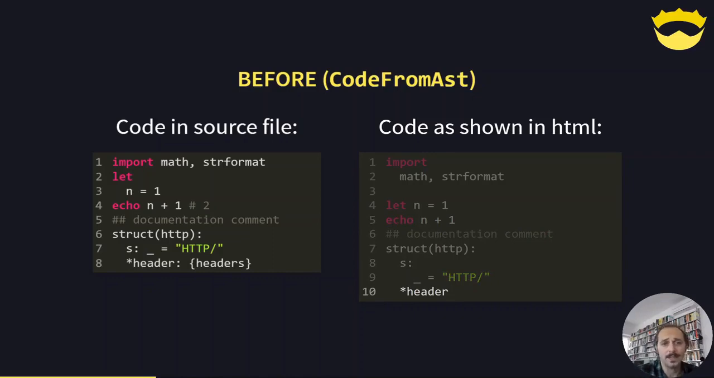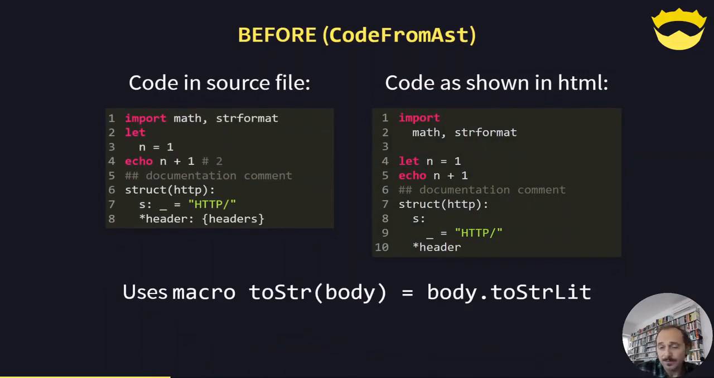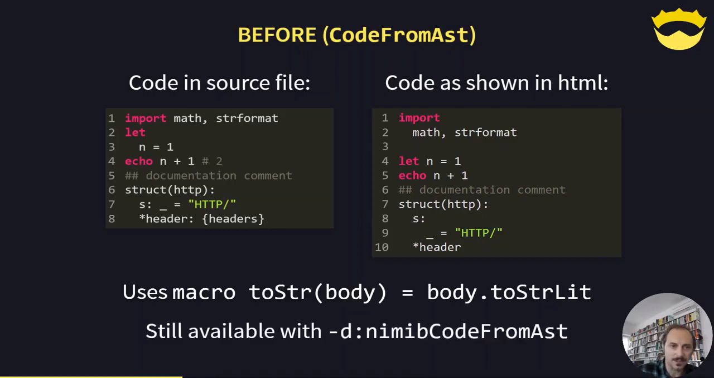Why was that? Because the rendering of the code was done using a macro, a very simple macro, which is actually something that allowed the early development of Nimib, that renders the code from the abstract syntax tree. This is something that is still available with a compile time option. It was, but we now have a better option.